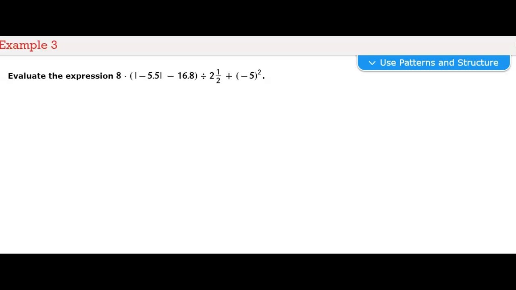Evaluate the expression 8 times the quantity, the absolute value of negative 5 5/10 minus 16 8/10, divided by 2 1/2 plus negative 5 squared.